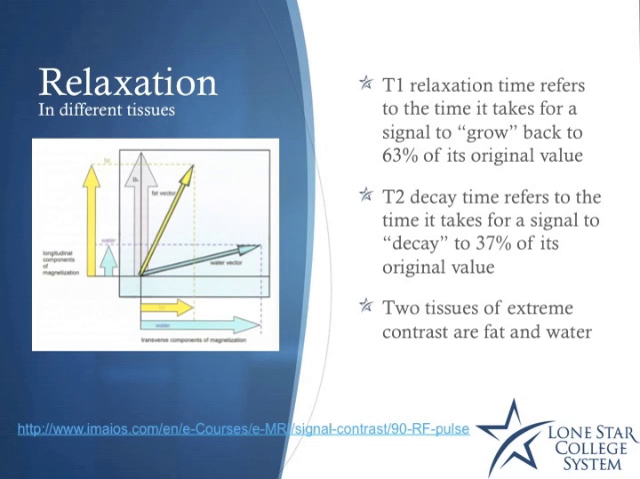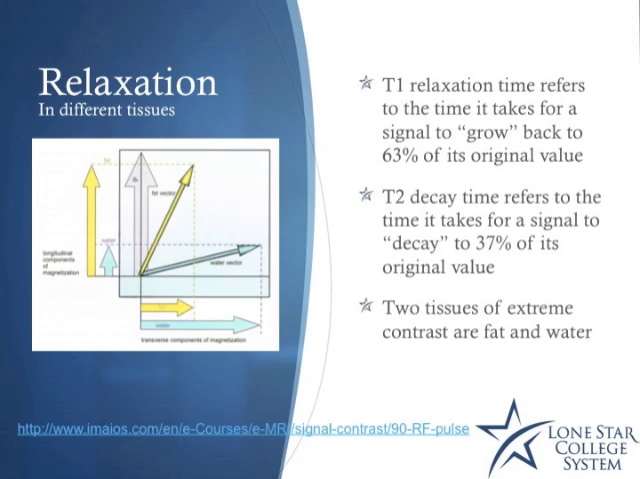The first type of mechanism that we're going to talk about is relaxation, specifically T1 relaxation. You're going to hear this term used interchangeably with T1 recovery, T1 transit time. For now, we're going to stick with the term T1 relaxation. And what this refers to is the time it takes for a signal to grow back to 63% of its original value. And T2 decay time refers to the time it takes for a signal to decay to 37% of its original value.